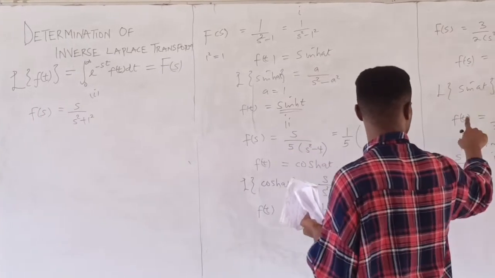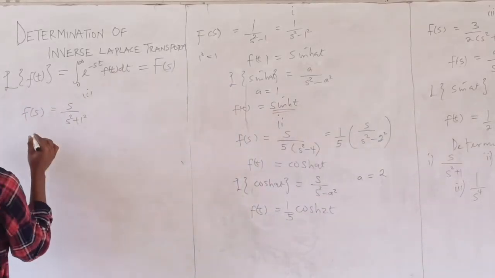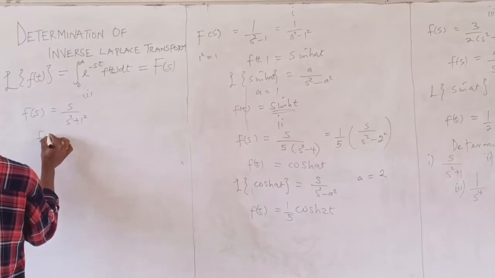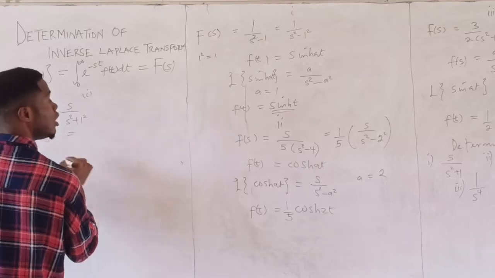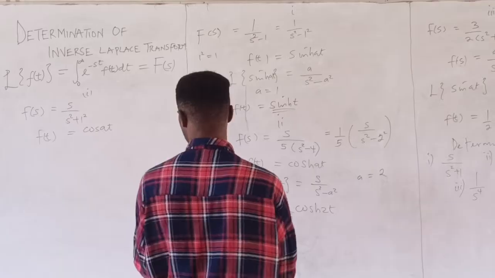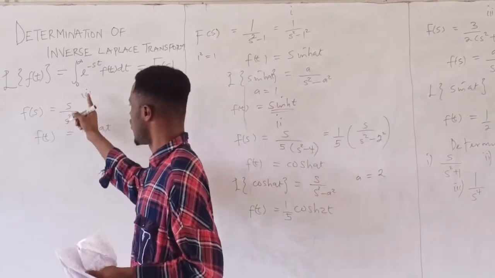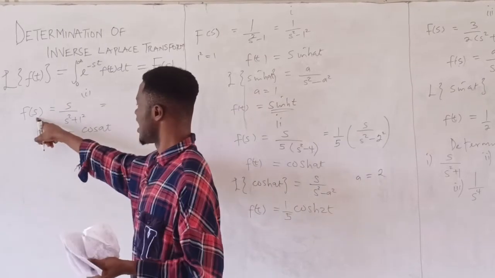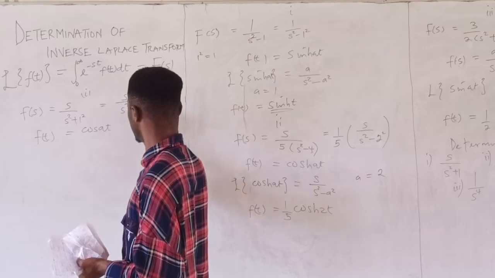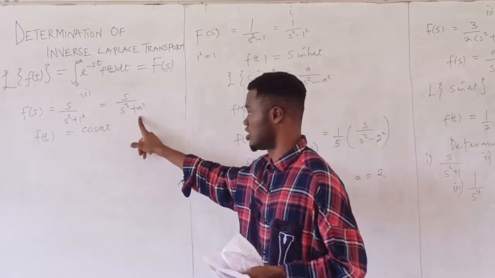So we can clearly see that the f of t that is related to this function will be cos at, right? Because we know that this F of s can be written as s divided by s squared plus a squared, right? So we know that this can be written as s squared plus a squared.